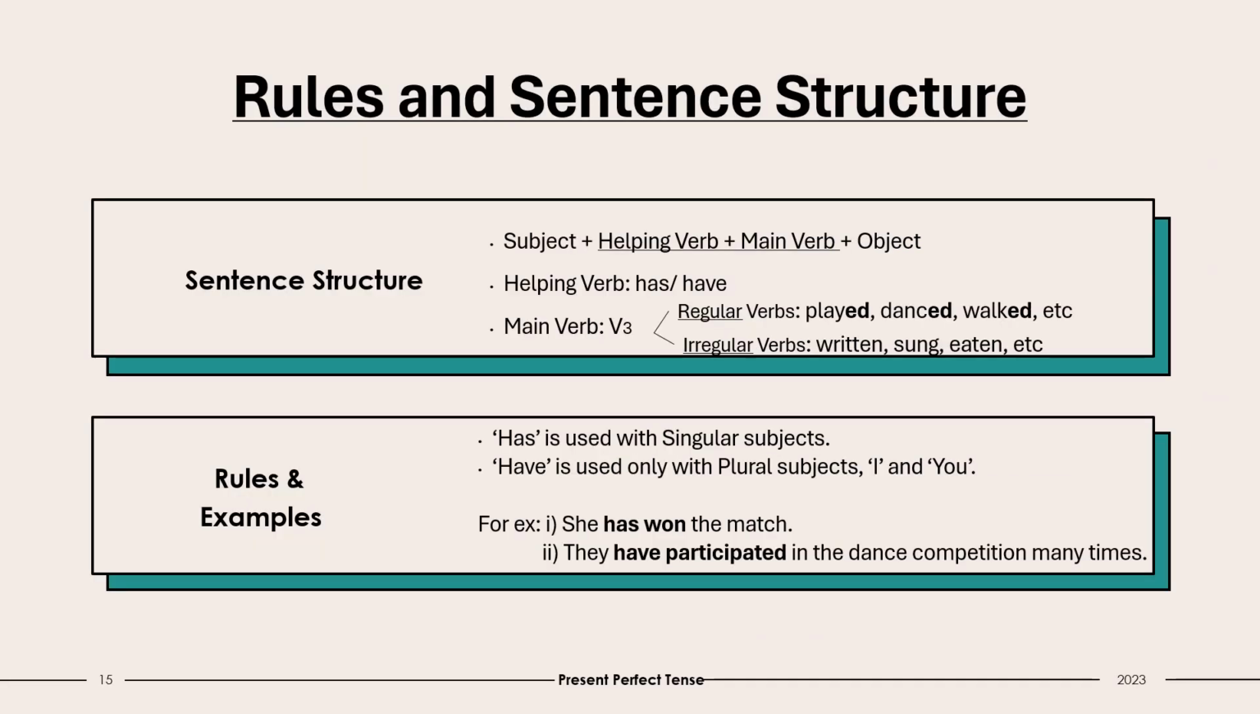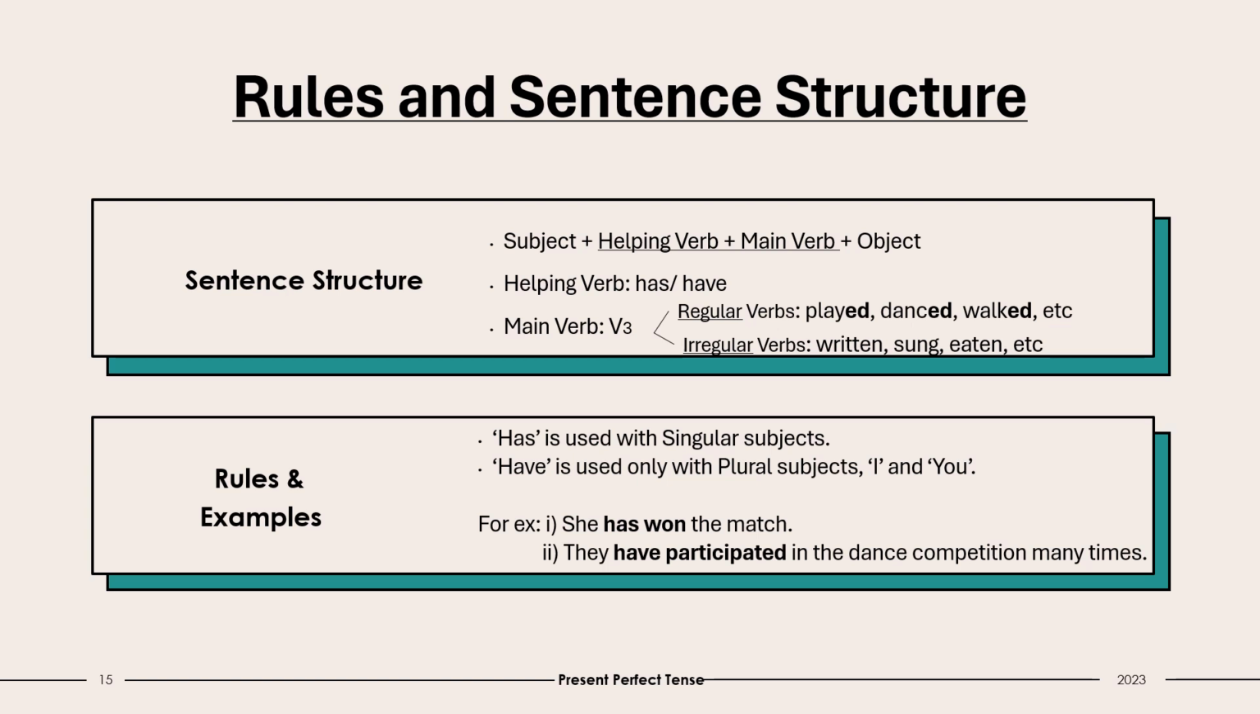Rules and sentence structure. So sentence structure remains the same. Only thing is that now we have has and have for the helping verb instead of is, am, are. You already know has is used for singular subjects and have is used with plural. Now for the main verb, we use the third form of the verb here. Okay, so how to make the third form of the verb?